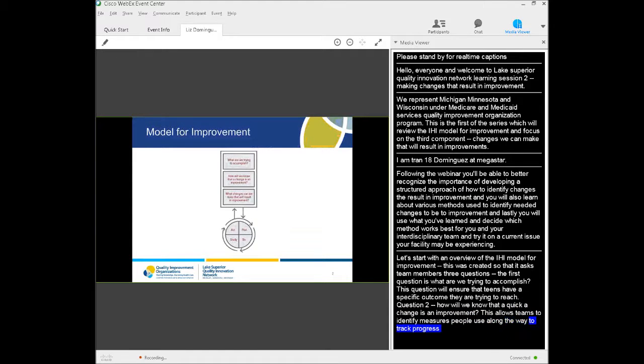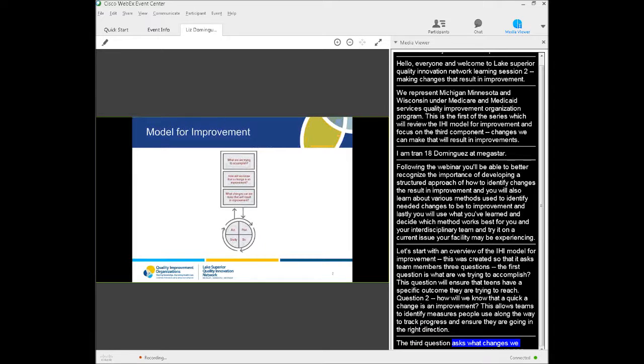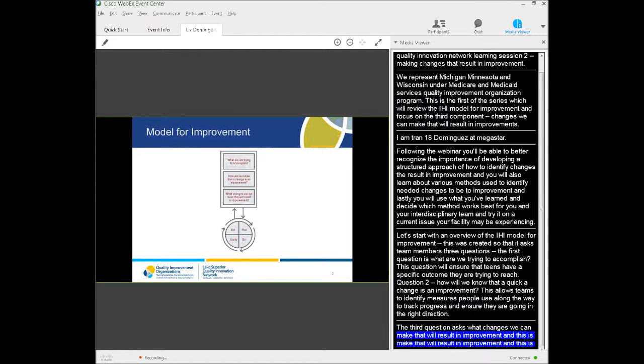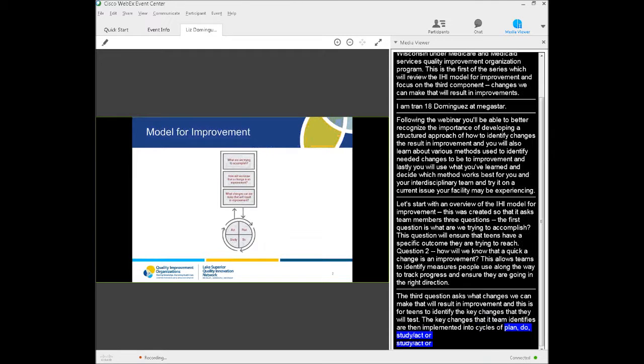The third question asks, what changes can we make that will result in improvement? This is where teams identify the key changes that they will actually test. The key changes that a team identifies are then implemented into cycles of Plan, Do, Study, Act, or PDSA, where the testing of the interventions is performed. PDSA cycles will be further discussed in the second webinar of this learning session.